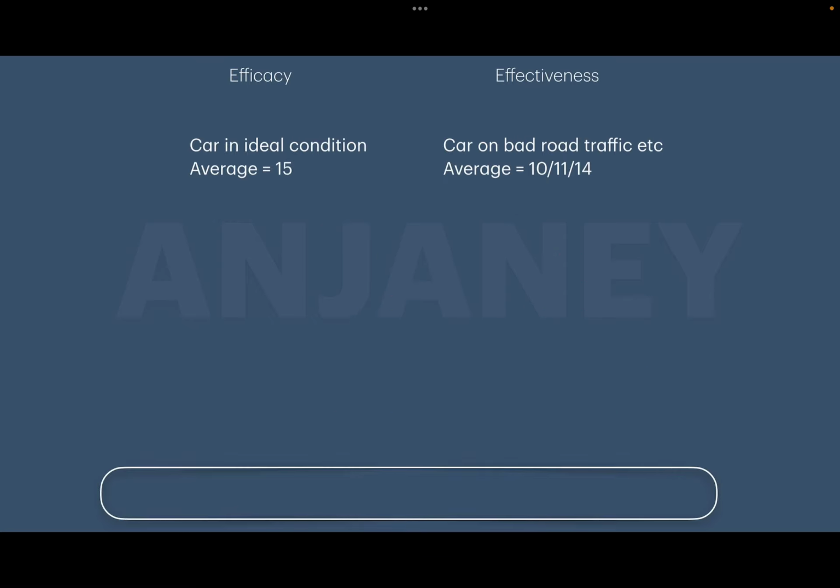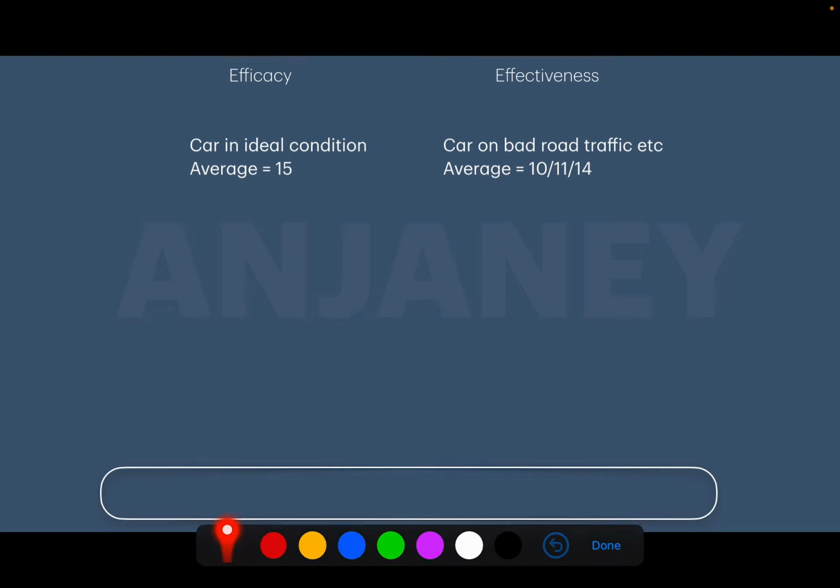Now we are comparing efficacy and effectiveness. What's the difference between them? Let's say you bought a car.